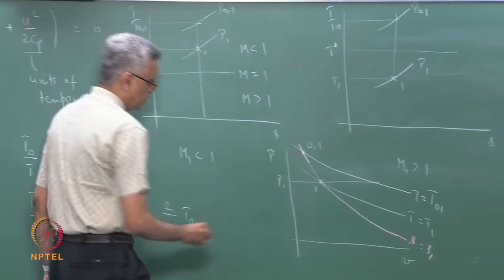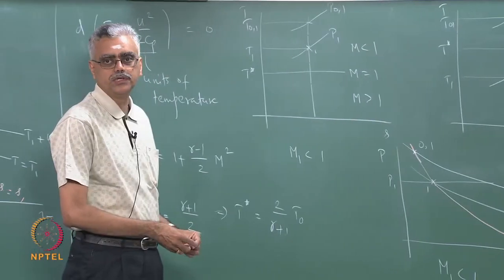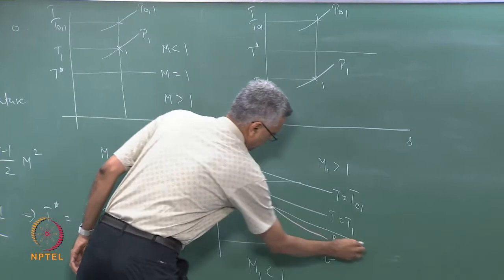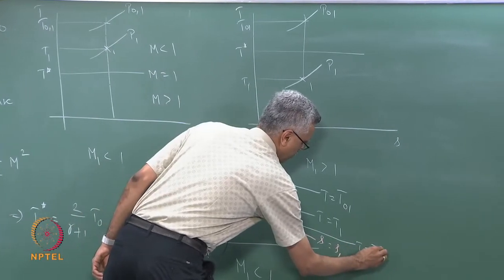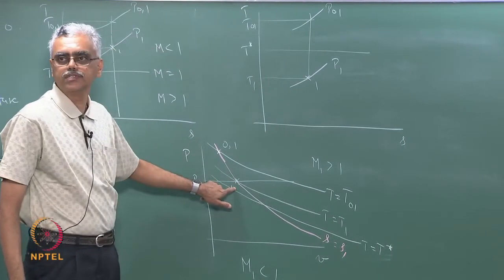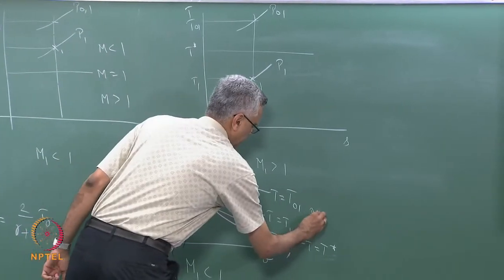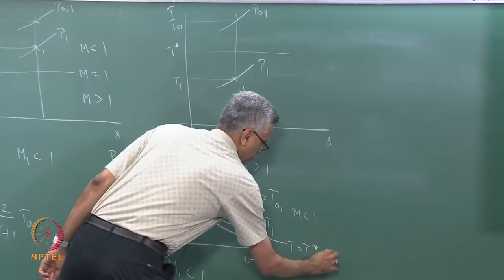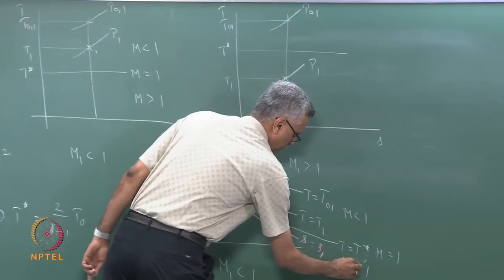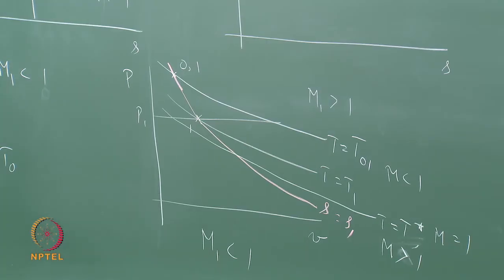And now, if M1 happens to be a subsonic state, then my isotherm corresponding to T equal to T star will fall like this, right. So, this would be my isotherm corresponding to T equal to T star. So, states that lie above T equal to T star are subsonic states, states that lie below T star are supersonic states. So, any state that lies here, M is less than 1, this corresponds to M equal to 1, and any state that lies below is M greater than 1. Okay. This is what is illustrated in the diagram.